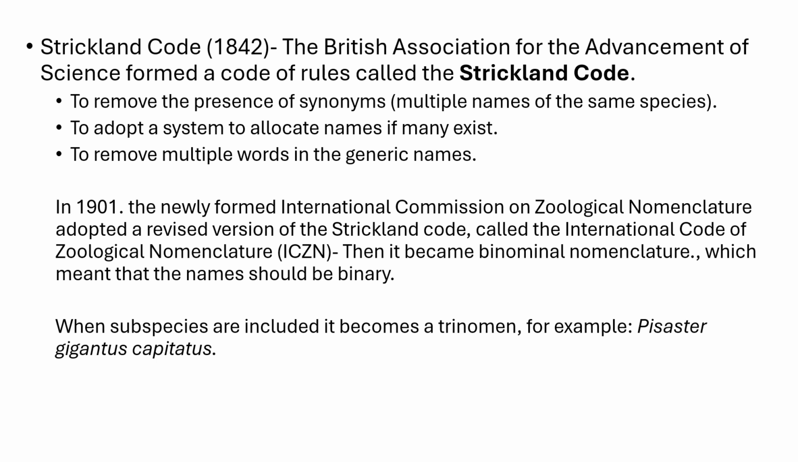Now we talk briefly about the Strickland code. If somebody asks you what it is, when Strickland code was established in 1842, the British Association for the Advancement of Science formed a code of rules called the Strickland Code. So basically, it adopted most of the things from the binomial nomenclature, but there were certain confusions that the Strickland code had to address. So sometimes the same species, even though the binomial nomenclature existed, had multiple names based on if they were named by multiple people in different parts of the world. So that confusion had to be removed.